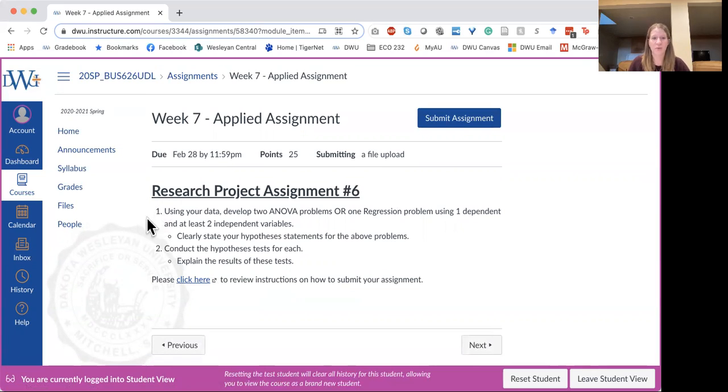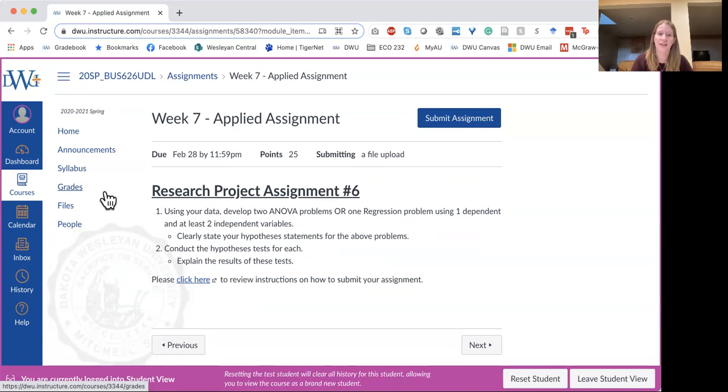For your applied assignment this week, I want you to look at the hypotheses that you talked about in your discussion from last week, and using your own data, either develop 2 ANOVA problems or 1 regression problem. And that regression should use 1 dependent and at least 2 independent variables. So then I want you to clearly state your hypotheses for the problem above, or problems, depending on if you do 2 ANOVAs or 1 regression. You don't have to do all. So again, 2 ANOVA problems or 1 regression model problem.